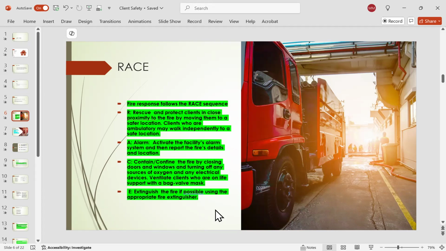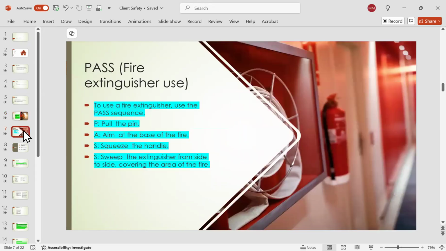Right? Make sure you turn off any oxygen and ventilate clients if they're on life support with an Ambu bag. And we're going to talk more about what an Ambu bag is. And if you safely can extinguish the fire, you can do it. But again, if you're going to put yourself in harm's way, don't do it. So make sure that you all know what RACE stands for and the order, right? Rescue, alarm, contain, extinguish.